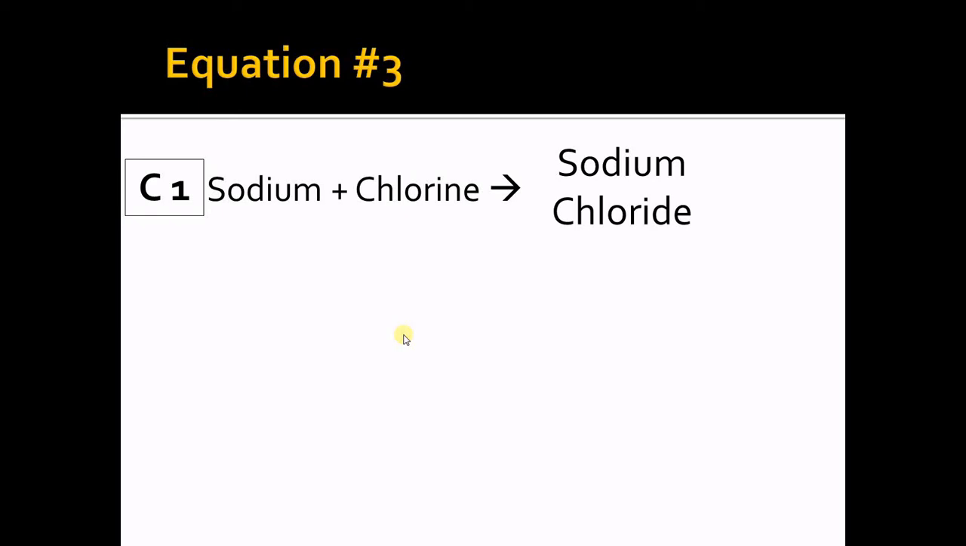Again, hard part's over with. Just write your formulas. So sodium is Na. Chlorine ends in -ine. That's diatomic, so you have to put Cl2. Yields sodium chloride. Very easy formula to write. Sodium is a +1, chloride's a -1. Put the two together and you get NaCl.